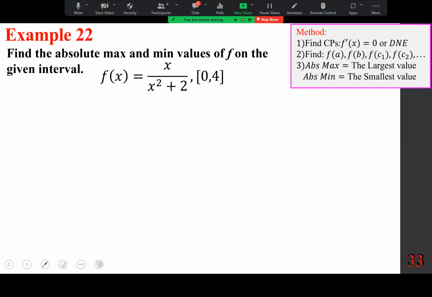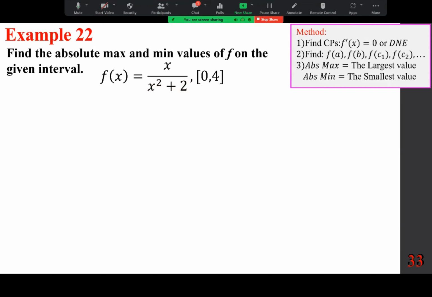All right, we want to find the absolute max and min for this in the given interval. First and foremost, we have to discuss the continuity. This is a rational function. A rational function, you set the denominator equal to 0, you exclude that, and it becomes its domain. If you set x squared plus 2 equal to 0, it's never 0, because this is x squared and this is a positive value.